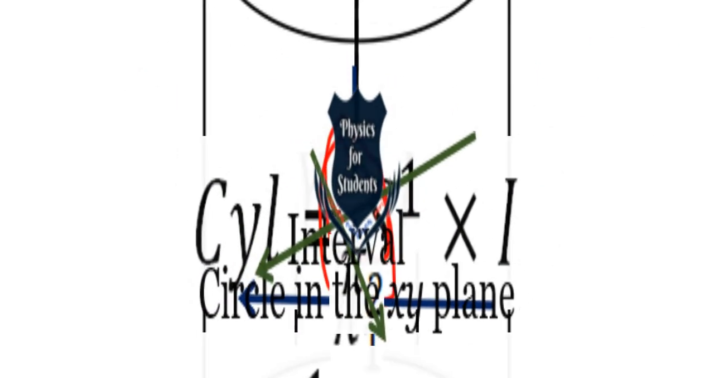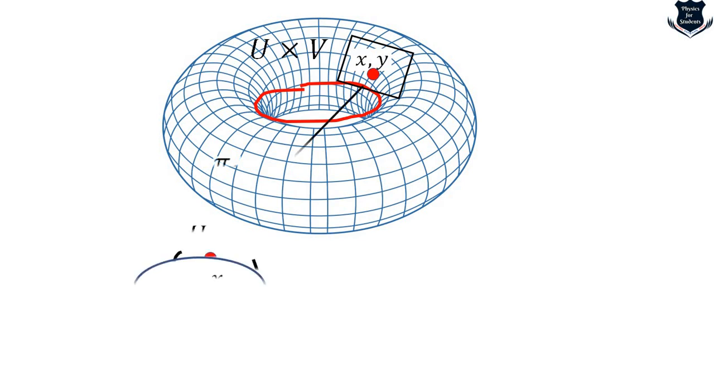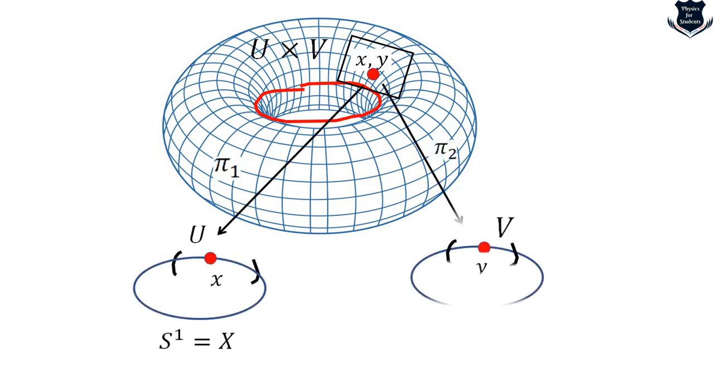So let us see the similar kind of an example with the torus. So here is the torus u and v. This is the inner circle. This is x and y. I further extended it to pi1. This one is s1 is equal to x, and this one which extends up to v.